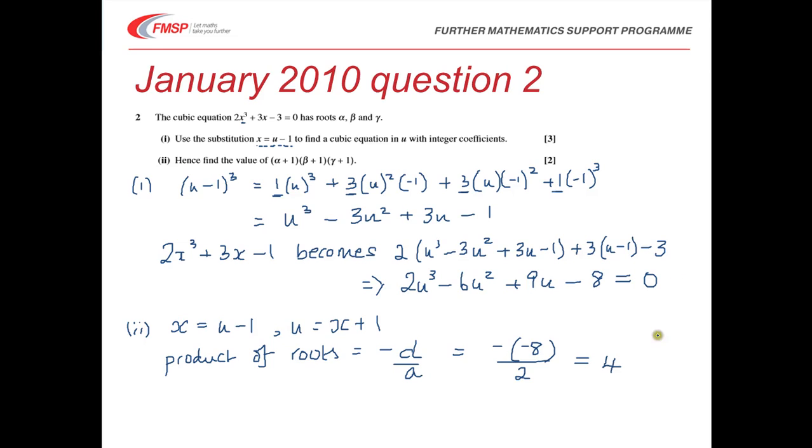And for the 2 marks in the second part, you get 1 mark for realizing that you're going to use minus d over a for the product of the roots, and an accuracy mark for doing that correctly and getting an answer of 4.